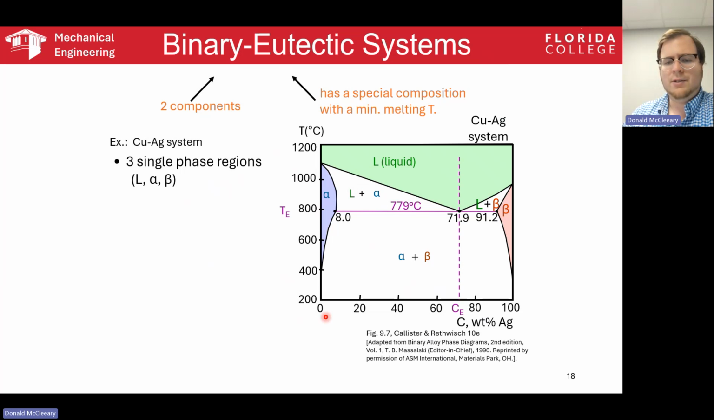On this curve, we have weight percent silver. This is a copper silver system, so we're going from 0 to 100% copper. What it means is there's a special mixing that I can do here to get a melting temperature that is lower than either end. So it will actually melt at a lower temperature, which is really fun.